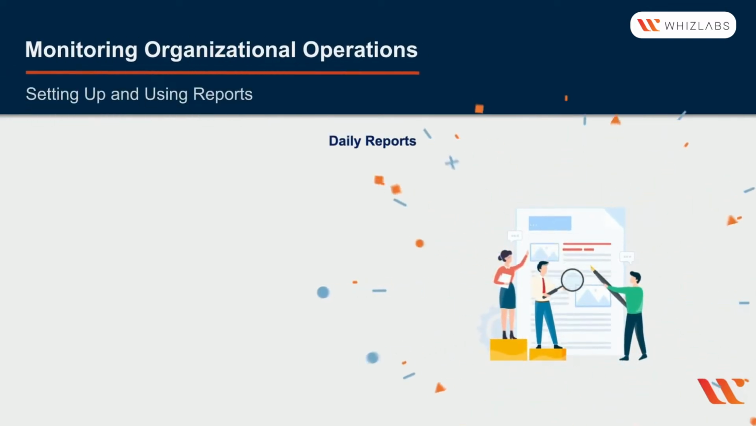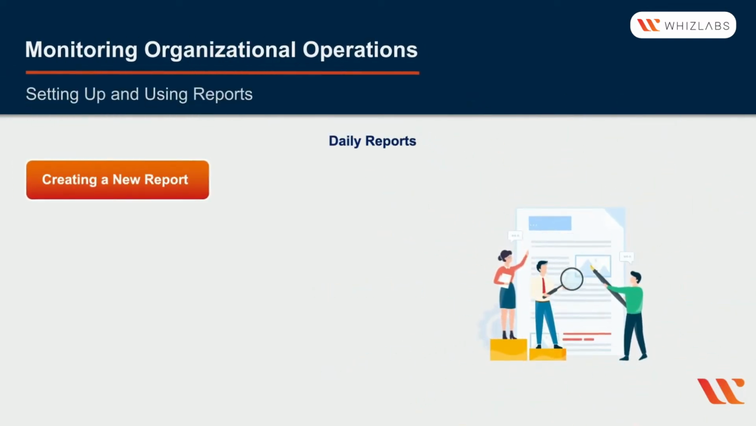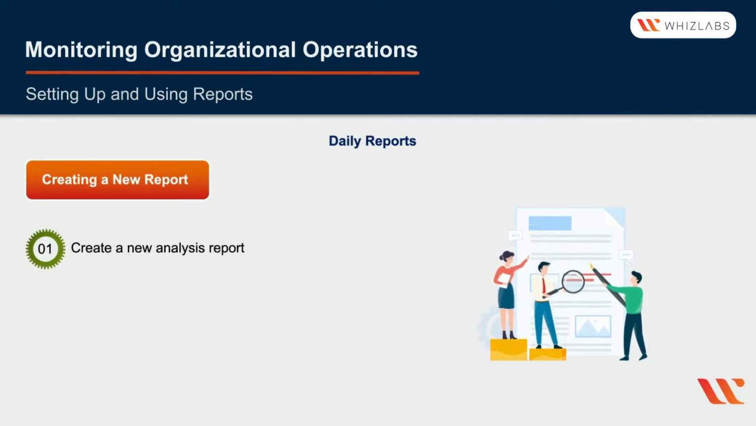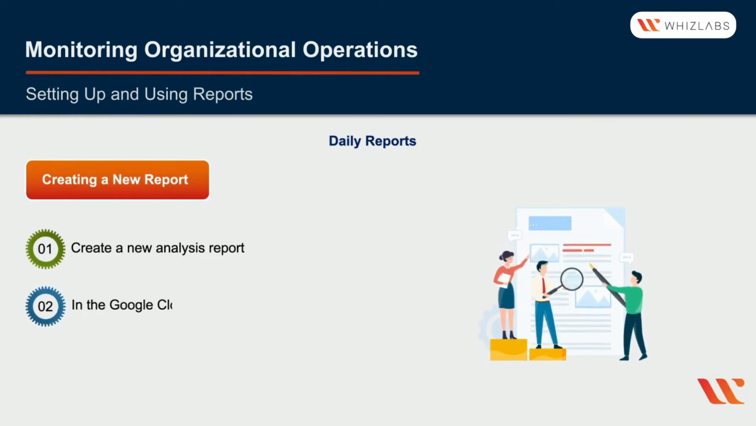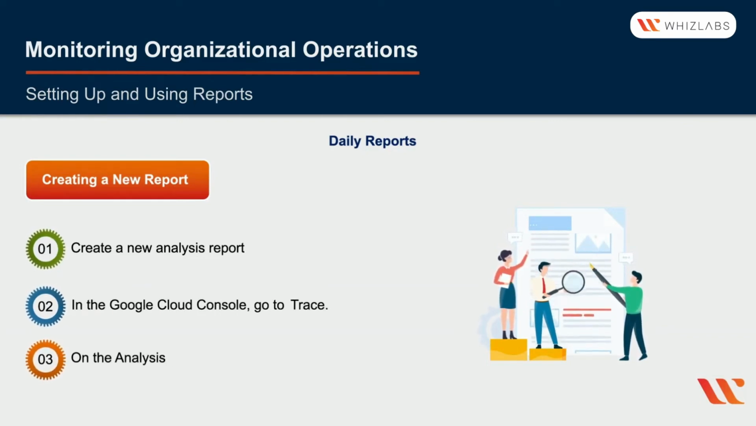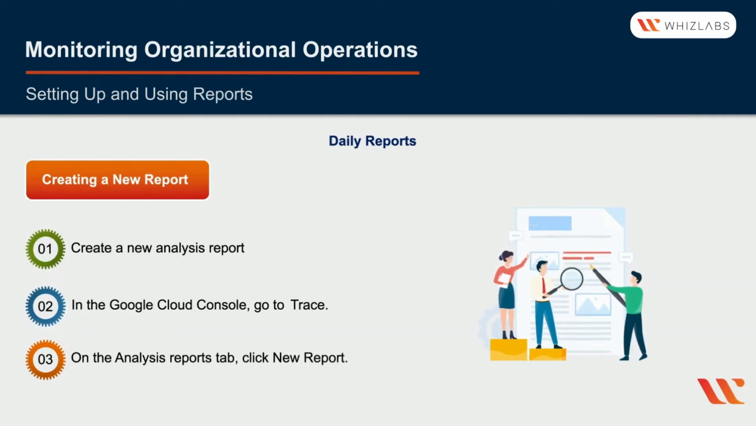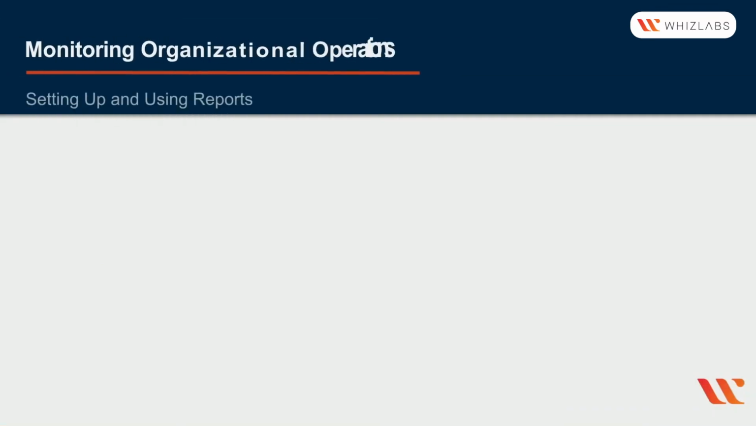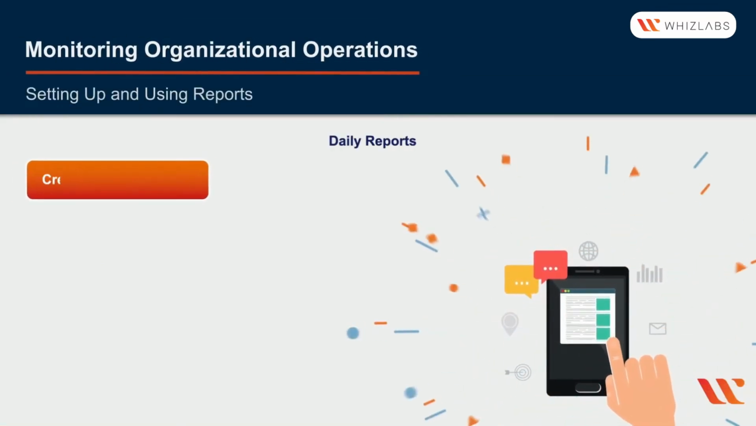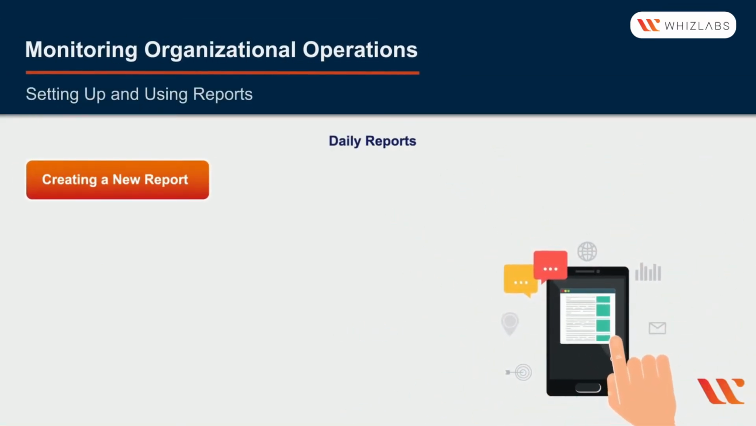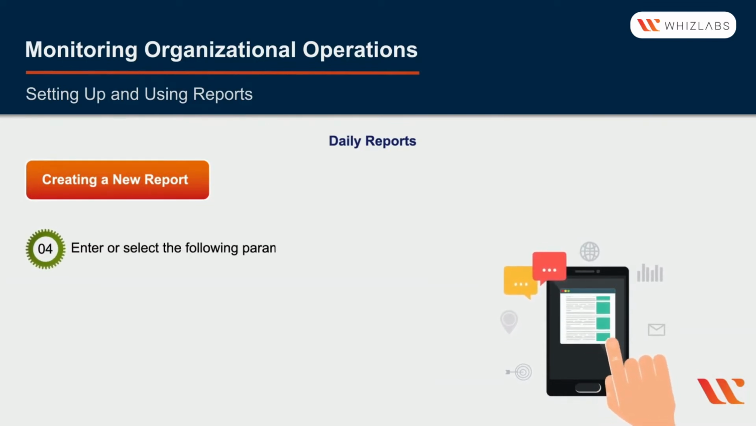Let us know how to create a new report. The first one is to create a new analysis report. Then in the Google Cloud, you should go to the Trace and on the Analysis Reports tab, simply click on the new report. The fourth step is to enter or select the following parameters in the form that would appear.